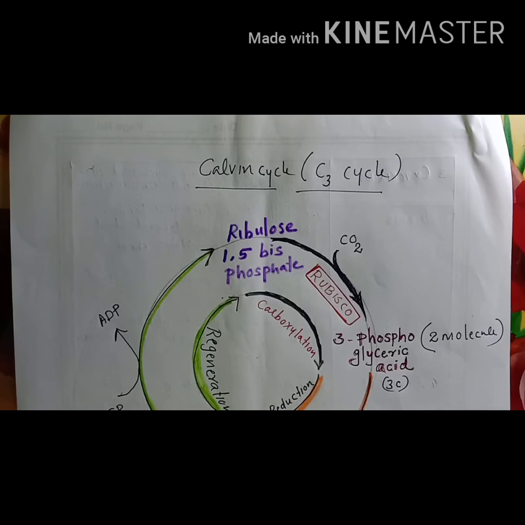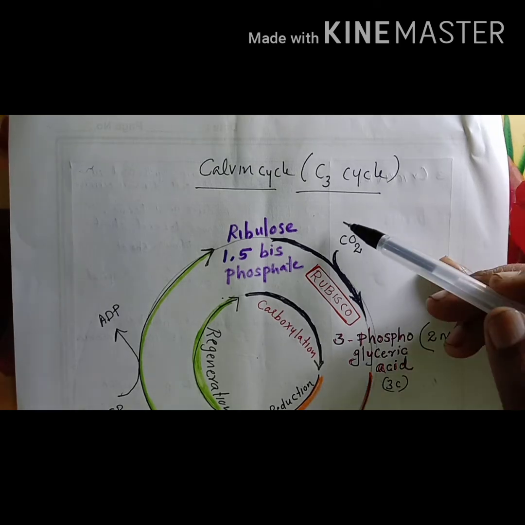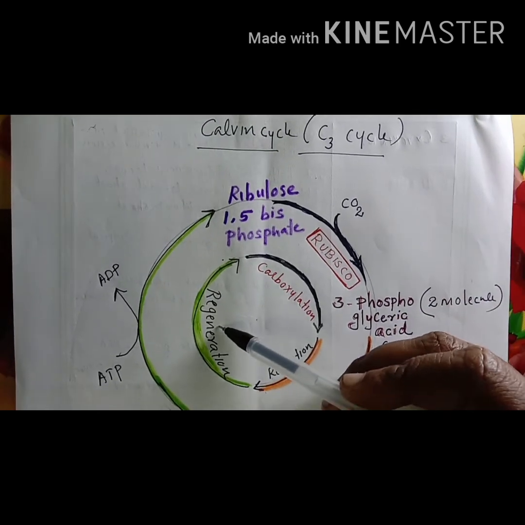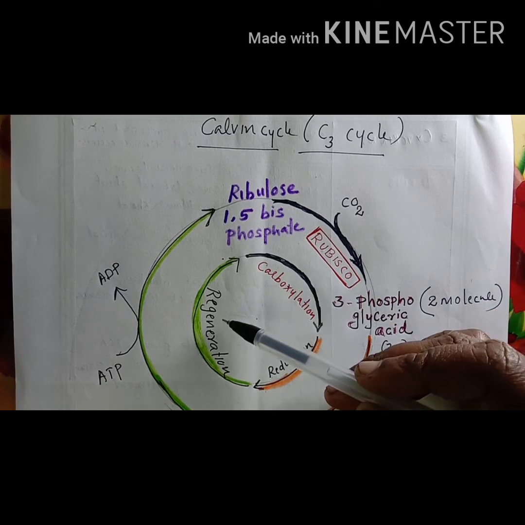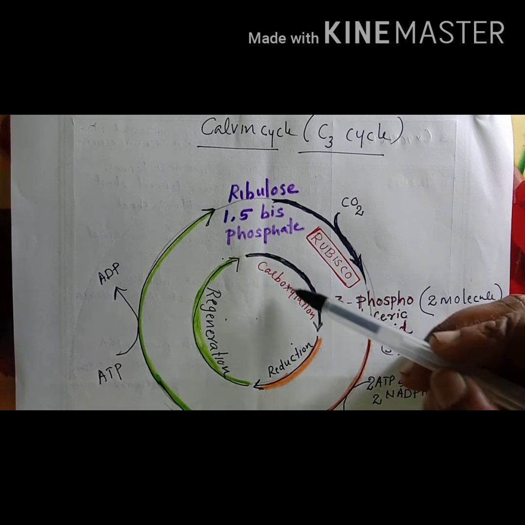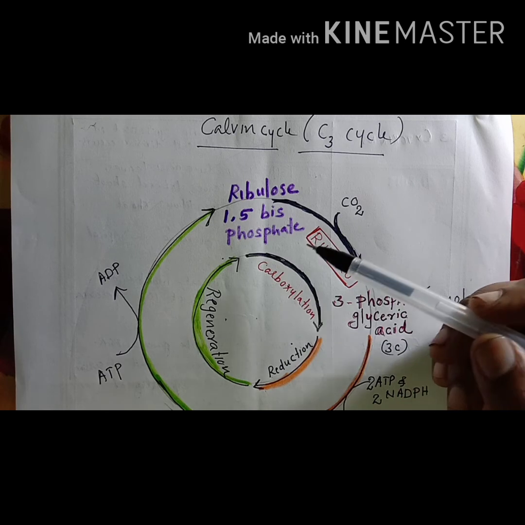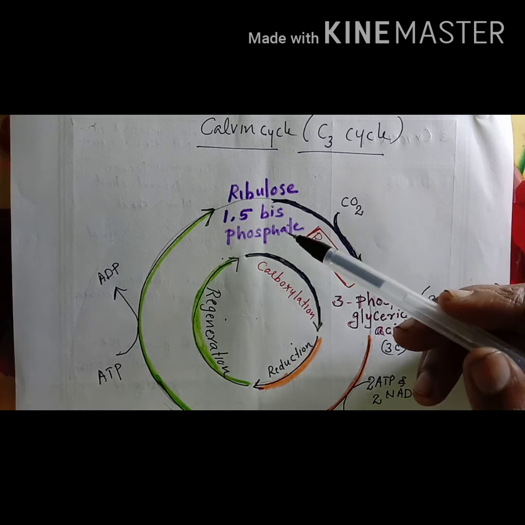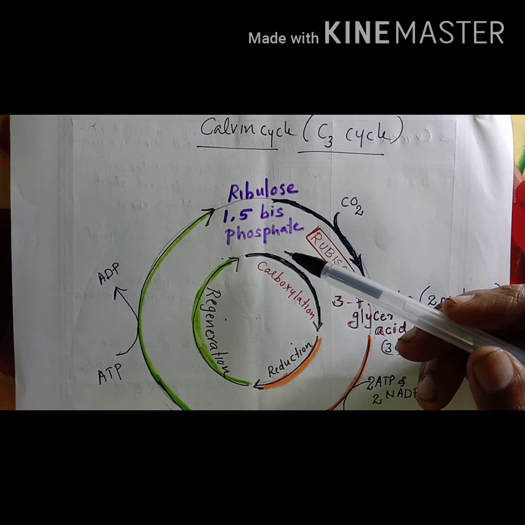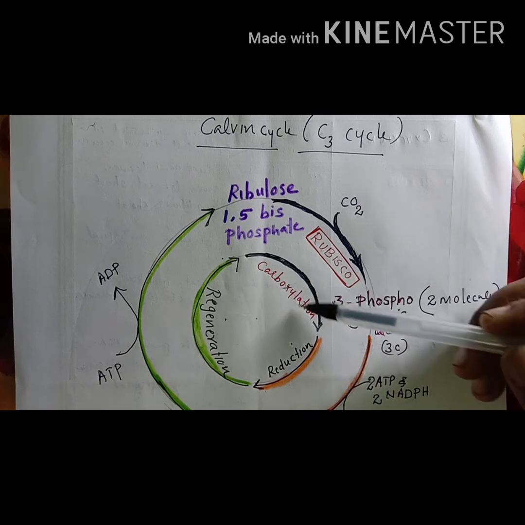It's the Calvin cycle or C3 cycle, which consists of 3 main steps. They are carboxylation, reduction, and regeneration. These are the 3 main steps coming under the Calvin cycle, or the C3 cycle, or the dark reaction, or the biosynthetic pathway. So the first one, carboxylation.